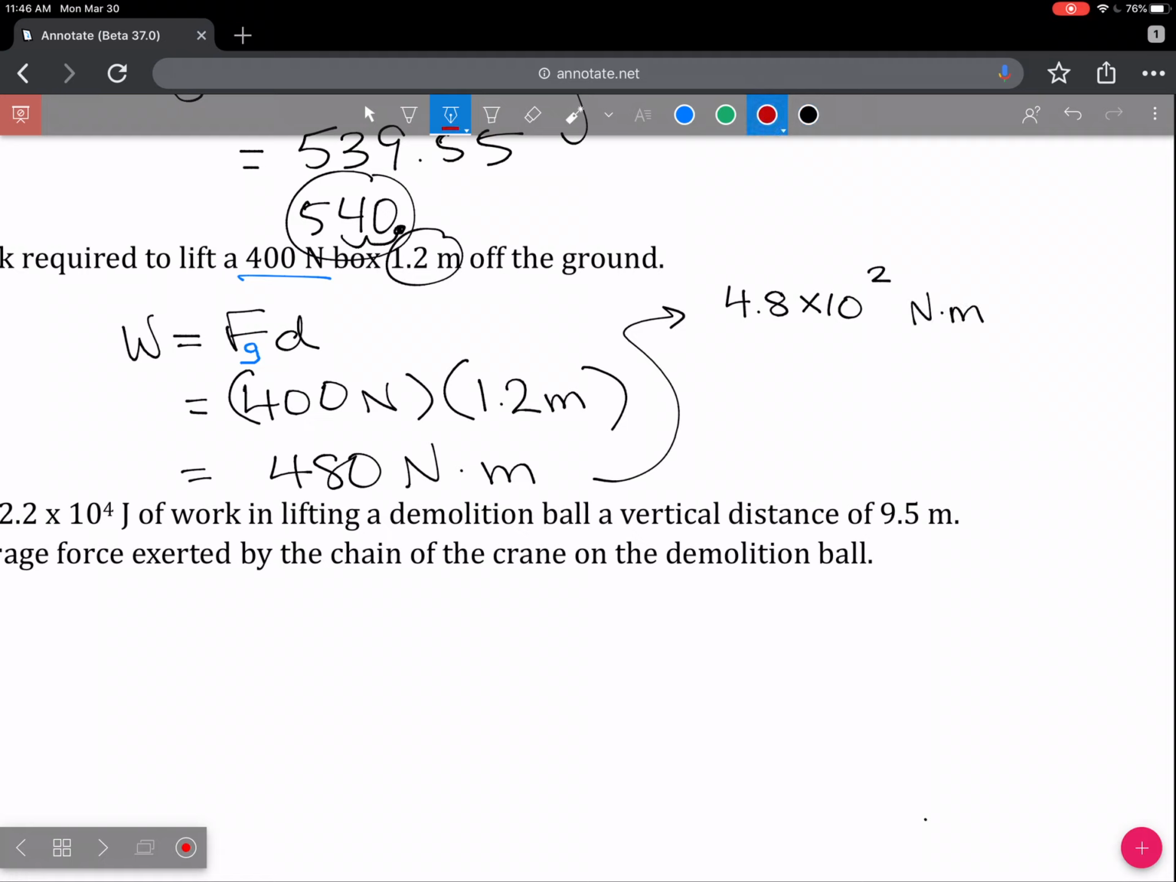And now, just like before with forces, this newton meter unit is kind of awkward. We don't want to always have to say newton meter. So the unit for work and energy is going to be the joule. Okay, the joule.